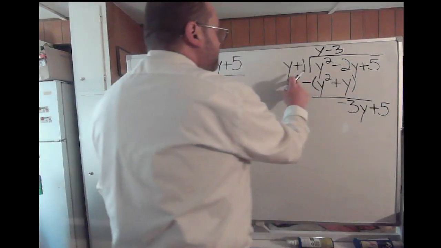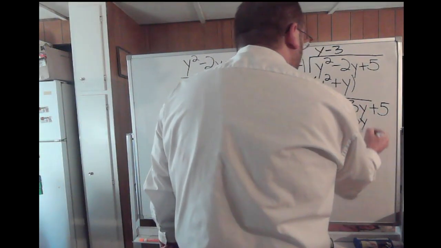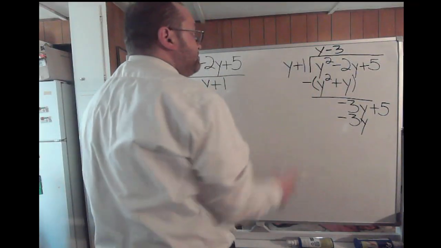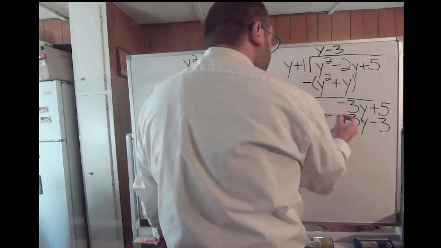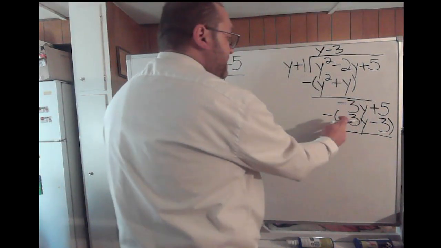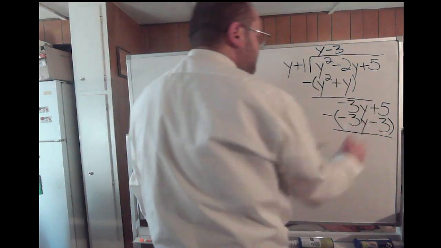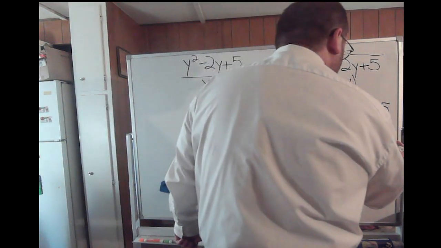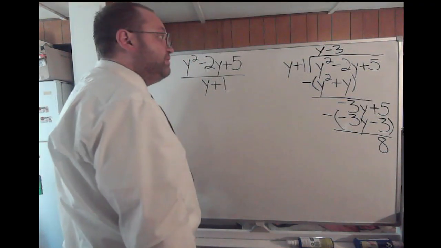Negative 3 times y, well, that's going to be negative 3y. And then we got negative 3 times positive 1. Well, that's negative 3. So go ahead and subtract what you just got from your dividend. Negative 3y plus 3y, that's 0. 5 minus negative 3, that'd be 5 plus 3, that'd be 8. Well, we have a remainder of 8.